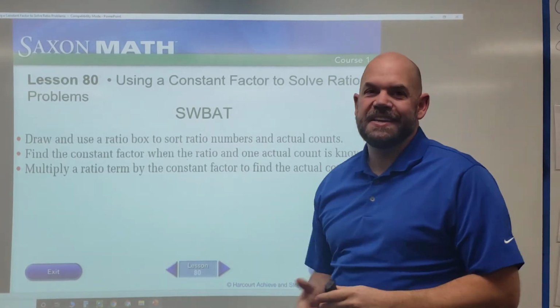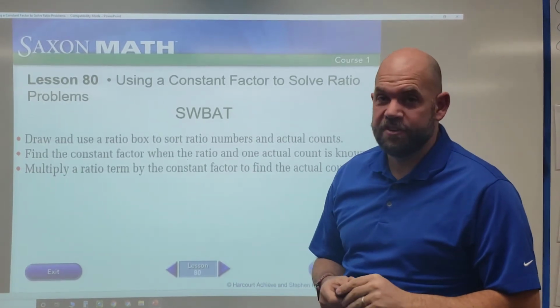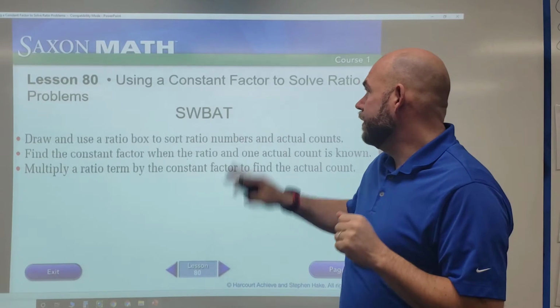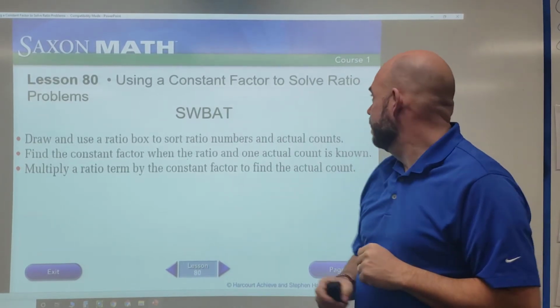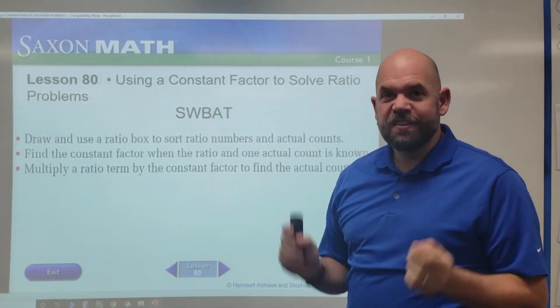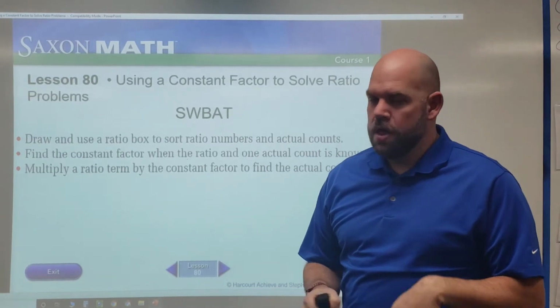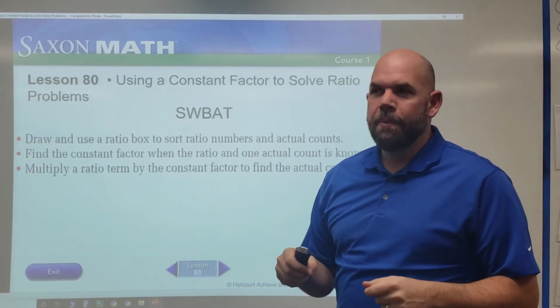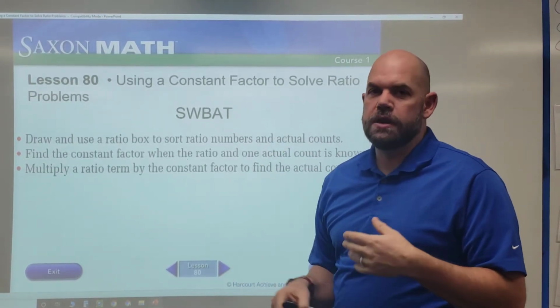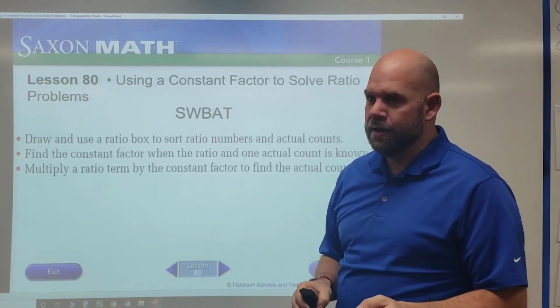Today we're looking at Lesson 80 in our Saxon Math. I'm Mr. C, and today we're looking at using a constant factor to solve ratio problems. Now, this is something we've been doing all along. You know the math to do this, but this gets a little tricky because we're going to use word problems, and we're going to do it in a tricky way.